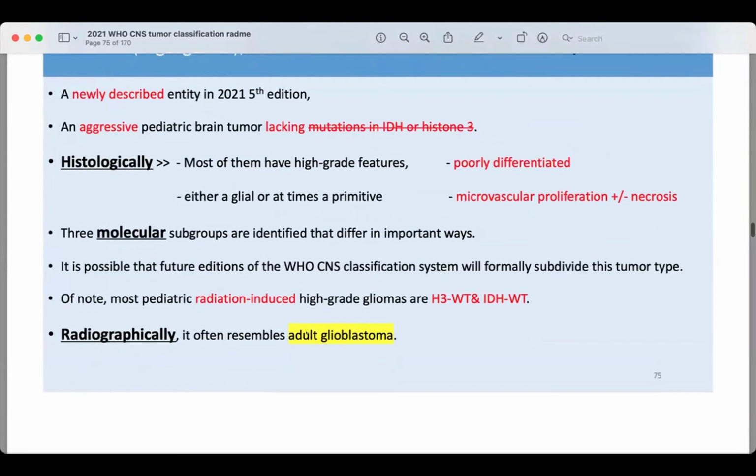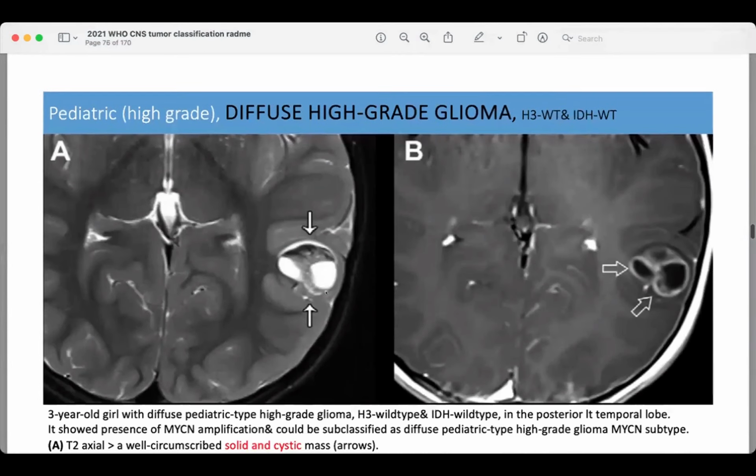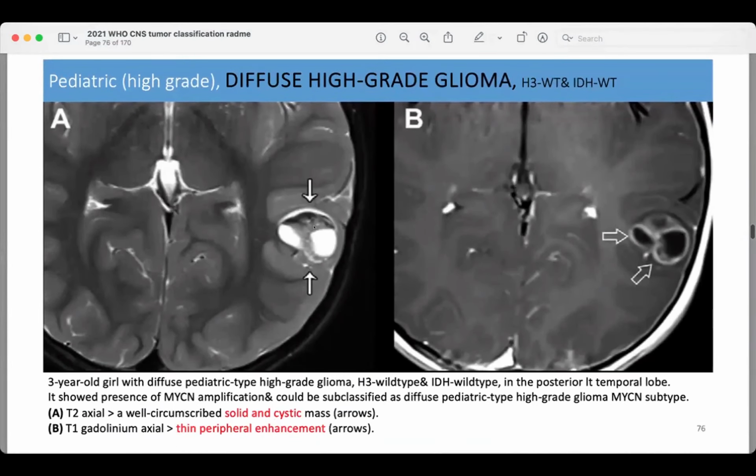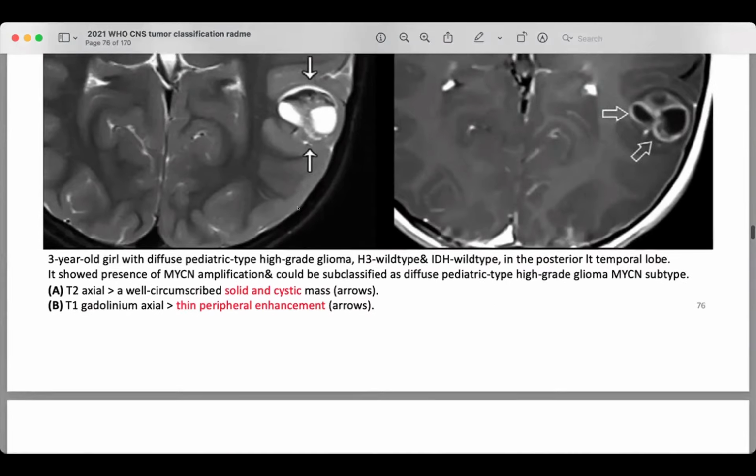And it looks like the adult glioblastoma. You can see it here. It is not so aggressive on the imaging, but still it is high grade. So don't forget that.